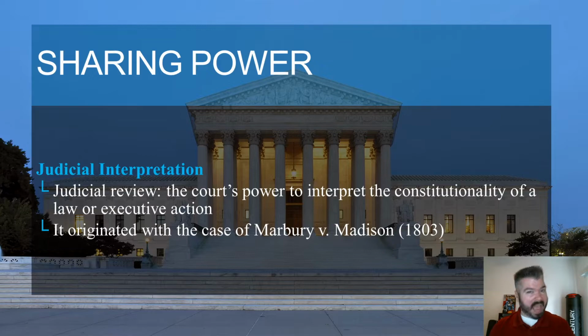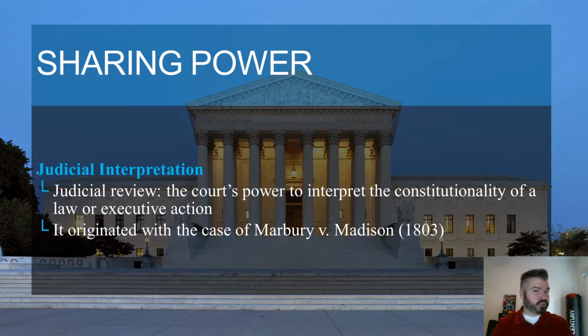So, sharing power. This is the idea of checks and balances. Judicial review, by definition, is the court's power to interpret the constitutionality of a law or executive action. The Supreme Court can't make a law. They can only interpret what has been done, this new law that was passed, or this new question that is before them. They can only look at it through the lens of the Constitution.